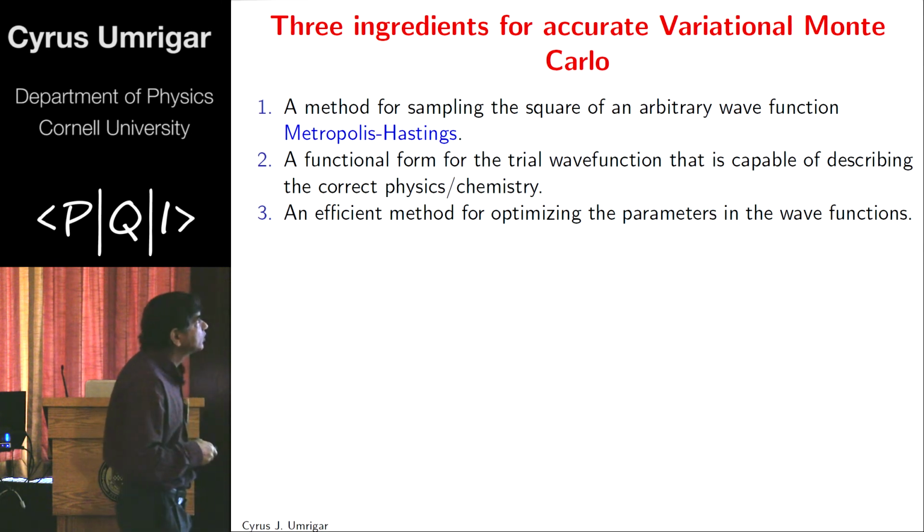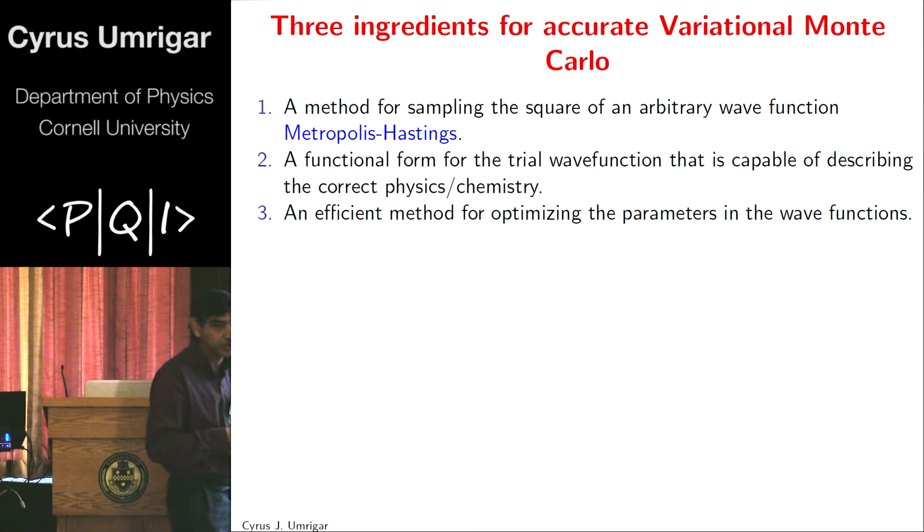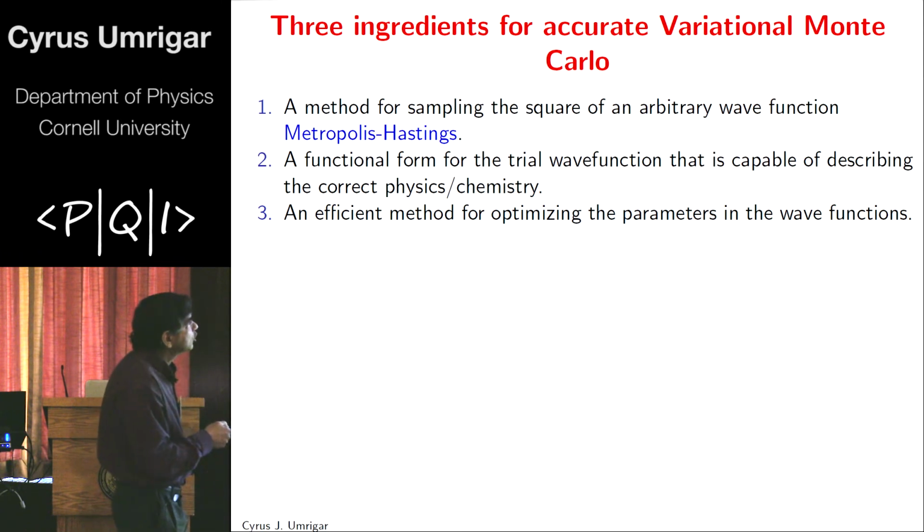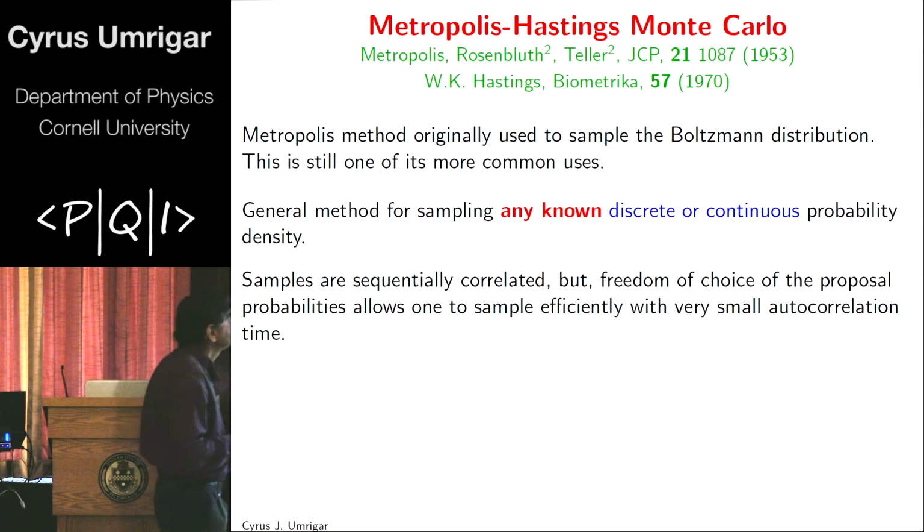Okay, so what do I need to do a good job of variational Monte Carlo? I need a method for sampling the square of an arbitrary wave function. I need a functional form of the trial wave function that is capable of being accurate. And then I need a method for optimizing the parameters in the wave function.